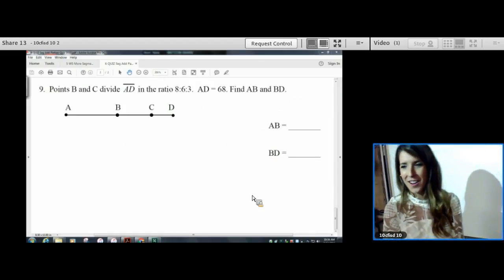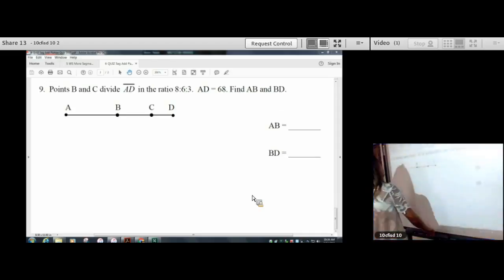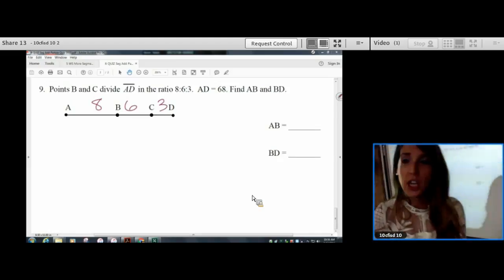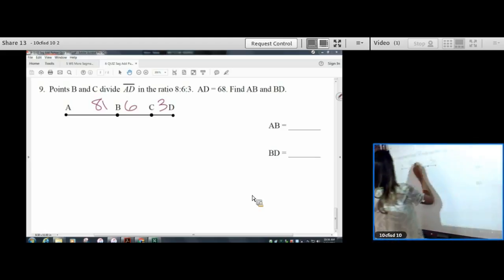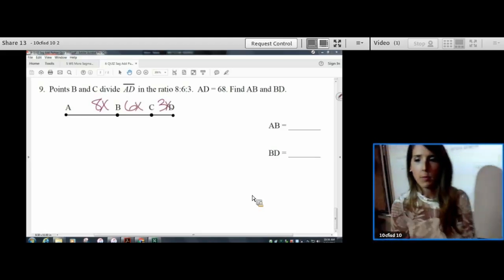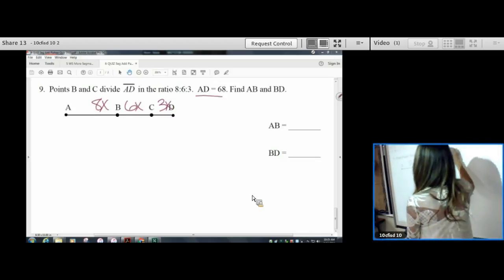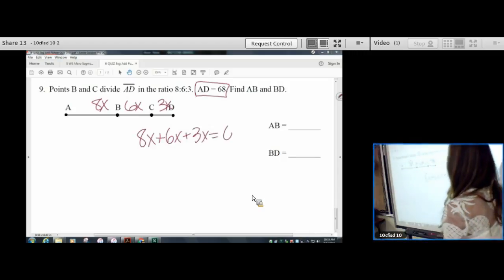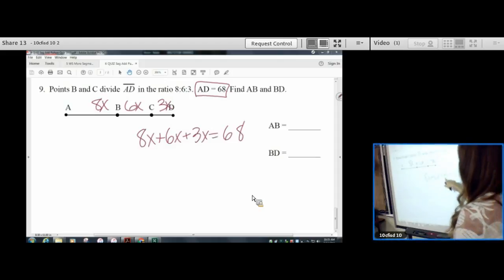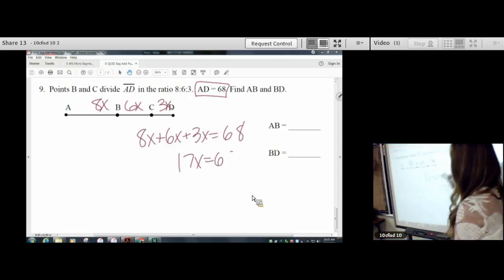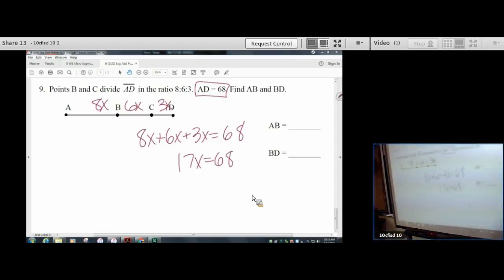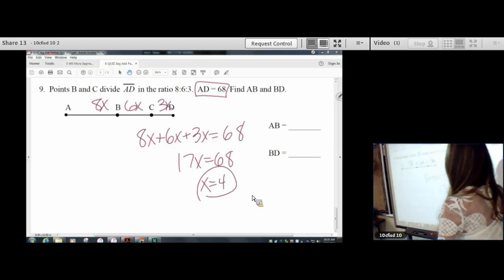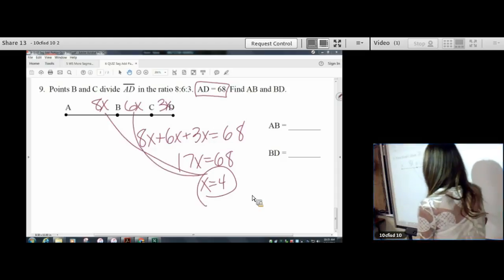Last one. This showed up a lot on your homeworks and a couple of times in the lesson. Points B and C divide AD into the ratio of 8 to 6 to 3. Since we know that that is a ratio and not a length, we attach a multiplier to them. We attach a variable to them, any variable you want. And we know the whole segment is 68. So part plus part plus part equals whole. So we got 14, 15, 17. 17x equals 68. Divide by 17. X is 4. And then we can plug it in anywhere we see x.